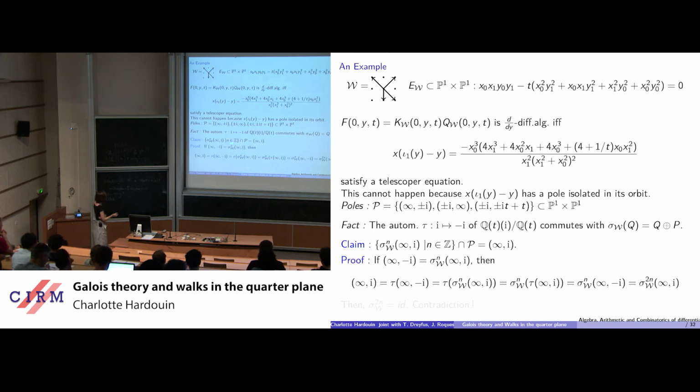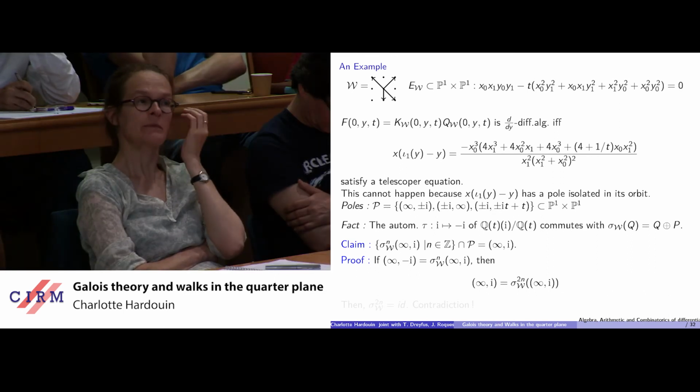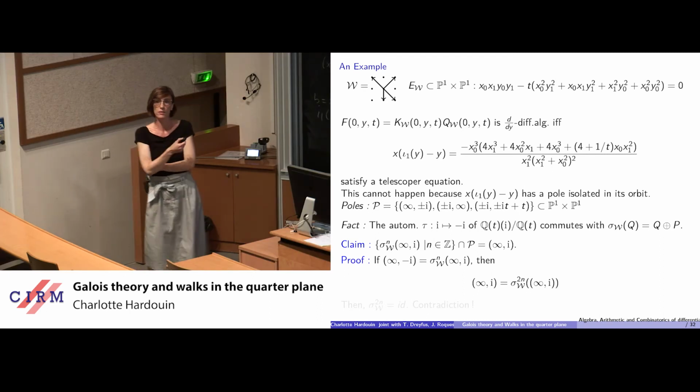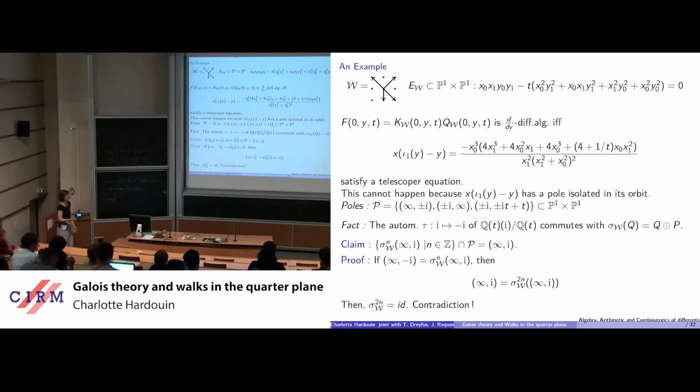And now I claim that the orbit of infinity I as a pole is just made of infinity I. So the idea is as follows. Suppose that infinity minus I is some iterate of infinity I. Then infinity I is a complex conjugate of this. Then you use the orbit, you exchange these two, and at the end of the day, you find that infinity I is fixed by some iterate of your automorphism, which is a contradiction because we have supposed that our automorphism is of infinite order. So in most of the cases, we have used this Galois strategy to conclude that you cannot have a telescoper.